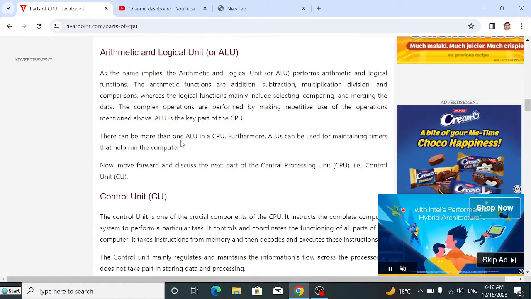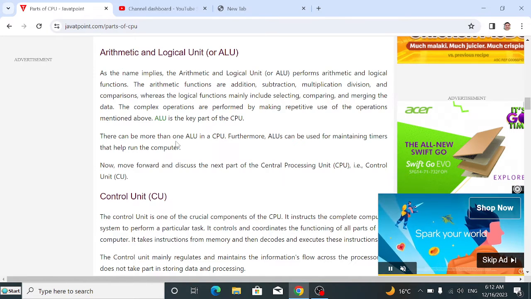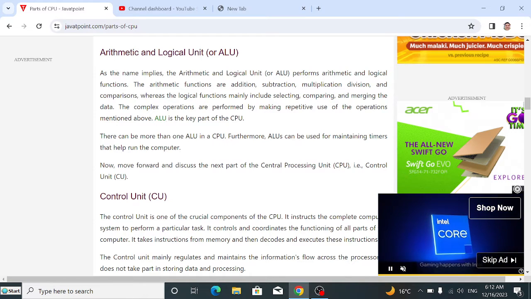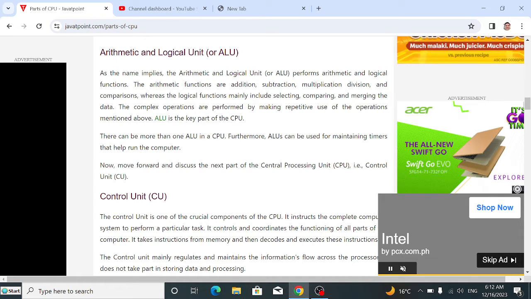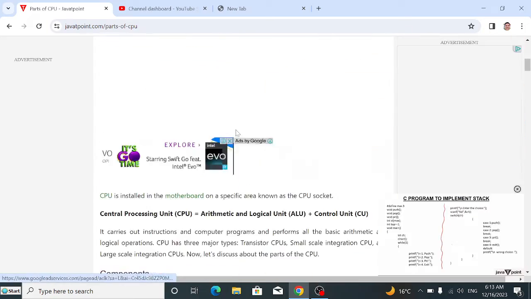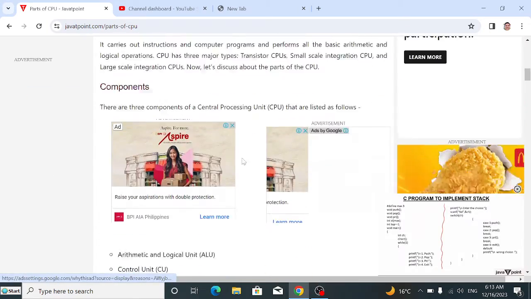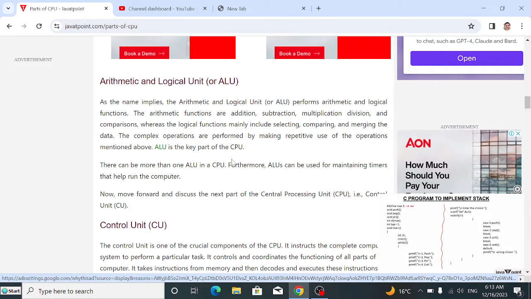So let us discuss what is arithmetic and logical unit or ALU. As the name implies, the arithmetic and logical unit or ALU performs arithmetic and logical functions. The arithmetic functions are addition, subtraction, multiplication, division, and comparisons, whereas the logical functions mainly include selecting, comparing, and merging the data. The complex operations are performed by making repetitive use of the operations mentioned above.